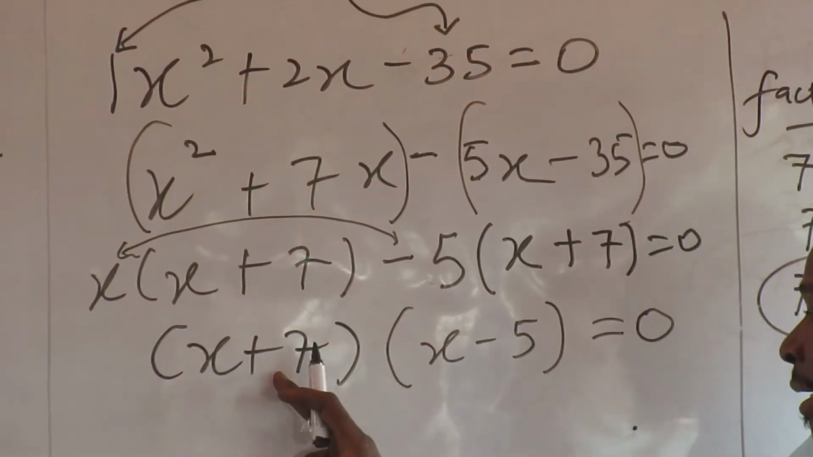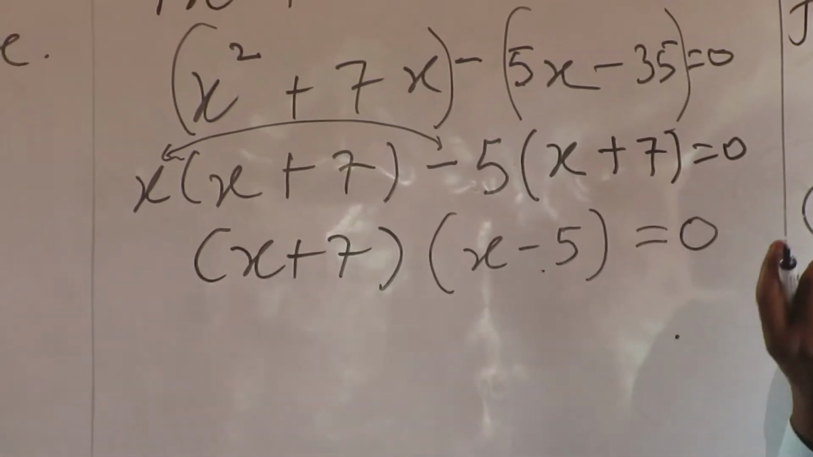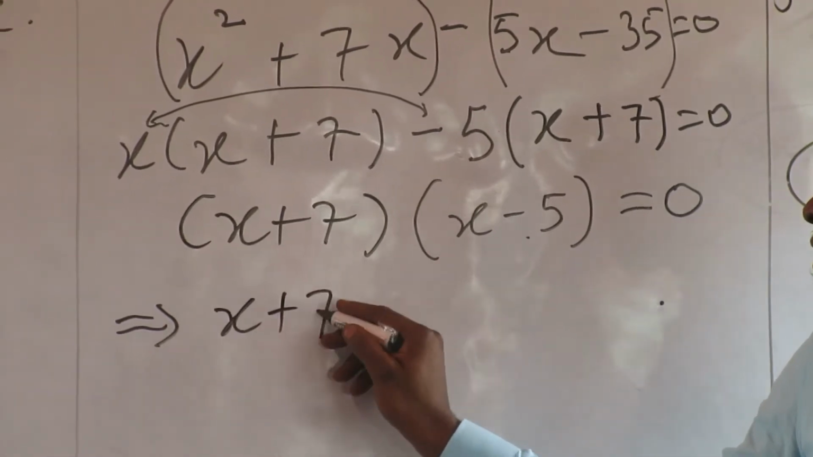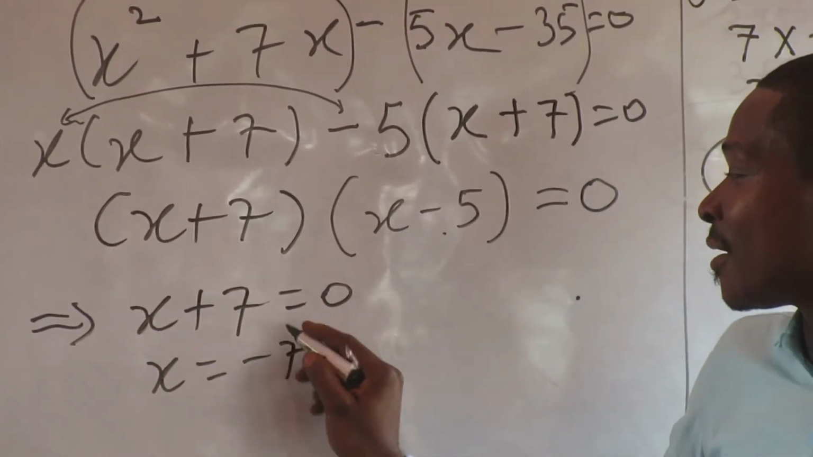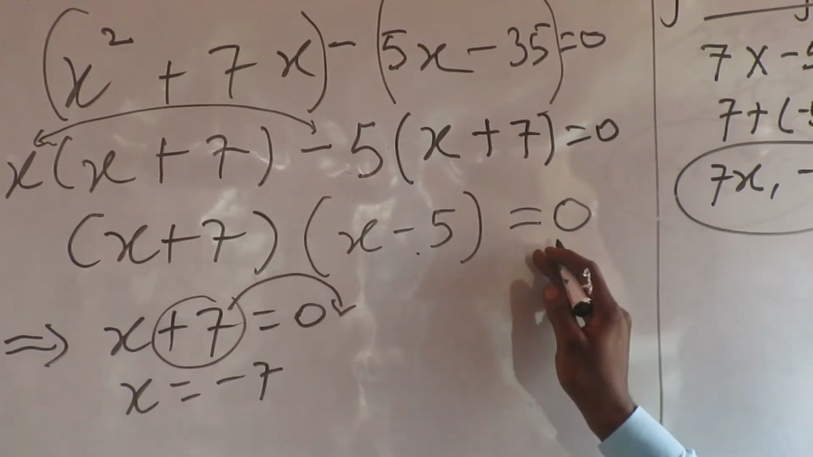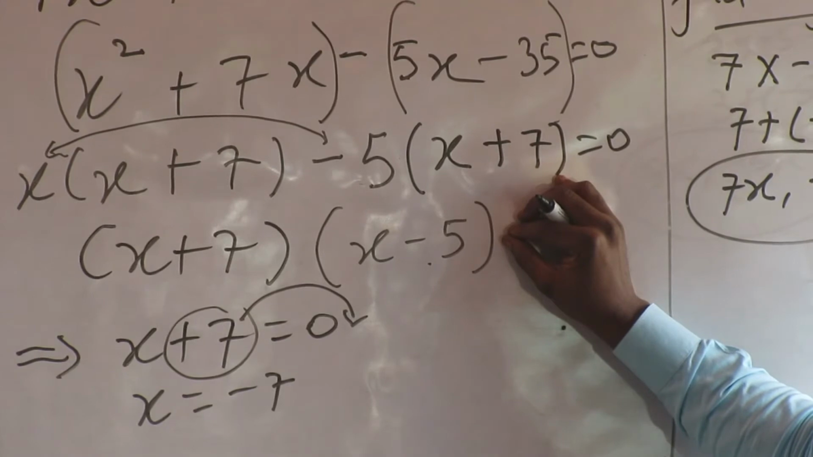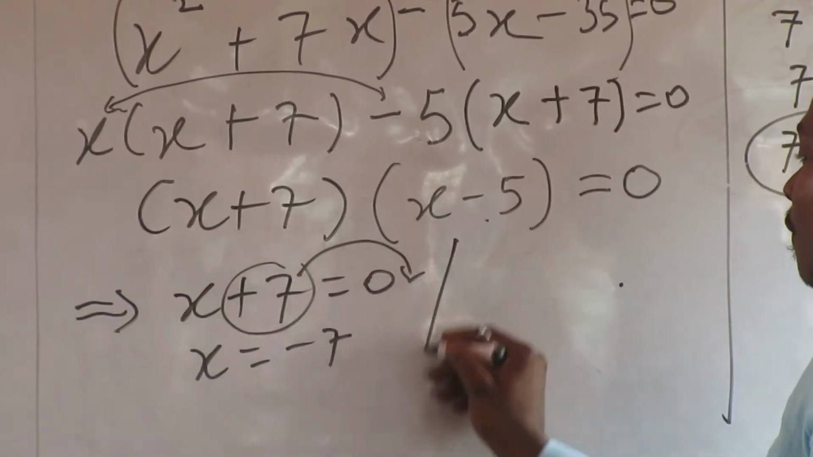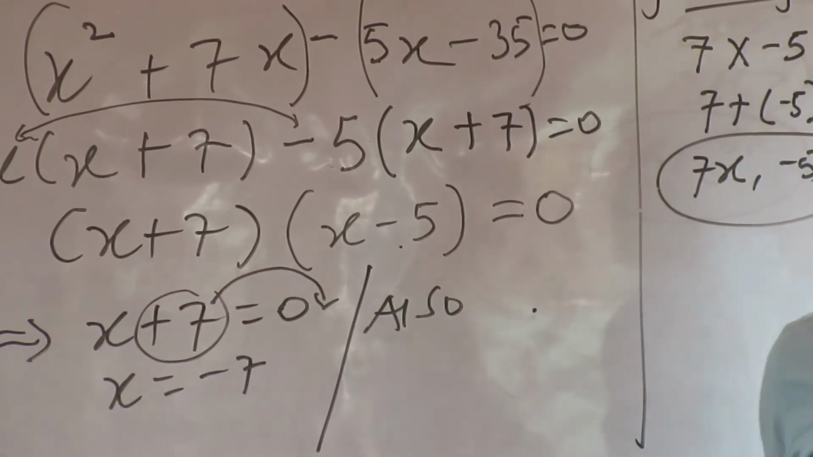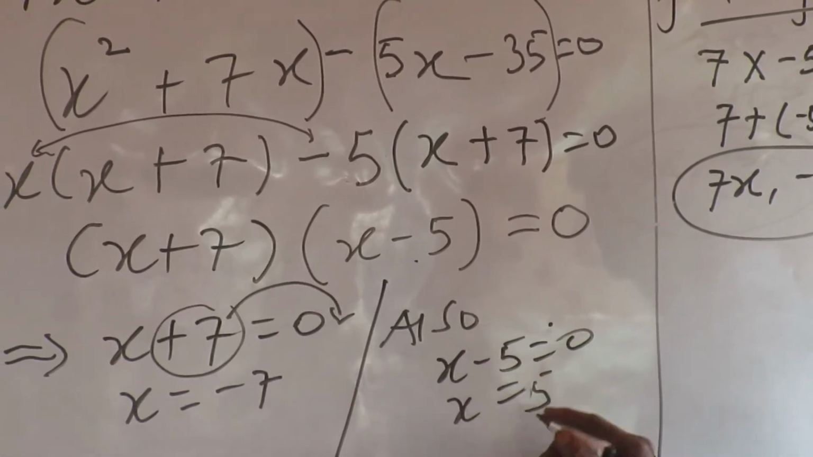These are factors. Now once you see 0, it means you have to solve further to get roots. So this implies x plus 7 equals 0, so x equals minus 7. Are you okay? Good. So anytime you see quadratic factors with 0, you can't just stop there. You have to go on to solve for the roots. But without a 0, it's okay, you can just stop. Remember. Good. Now also, why do I say also? I'm done with this and I'm here. So I can say also, x minus 5 equals 0, so x equals 5. I have two answers here.